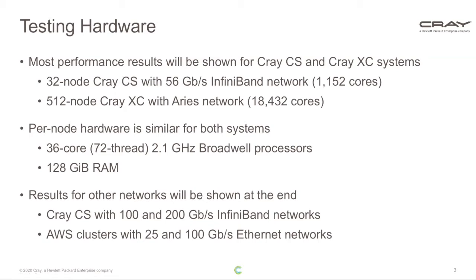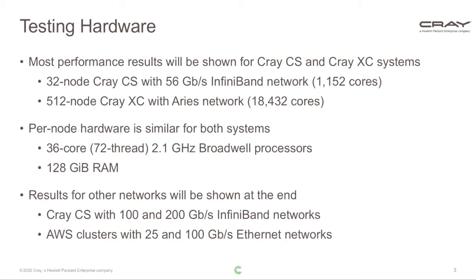And something that I think is important for most performance talks is just giving you kind of an overview of the configuration that we've been running things on. So most of the results that you're going to see today are going to be shown for a Cray CS and XC system. So a Cray CS is the cluster line with InfiniBand networks. We're going to look at results on a 32 node system with 56 gigabit per second InfiniBand that has over 1,100 cores. And that's the system that you just saw in the last slide. And we're also going to look at performance results on a 512 node Cray XC, where XC is the high-end supercomputing line with the Aries interconnect, and that has over 18,000 cores.